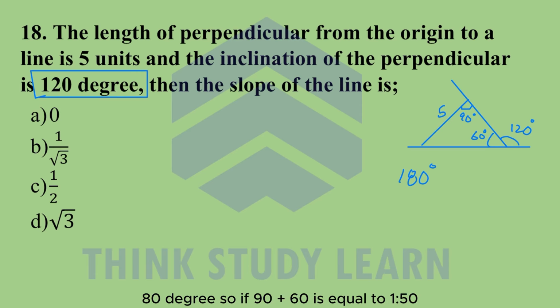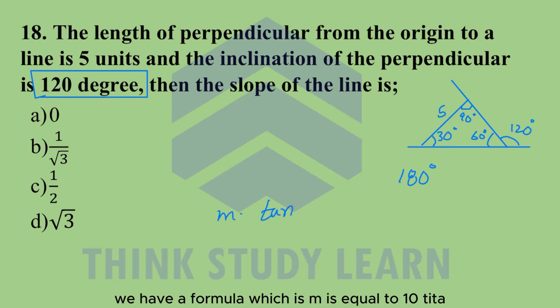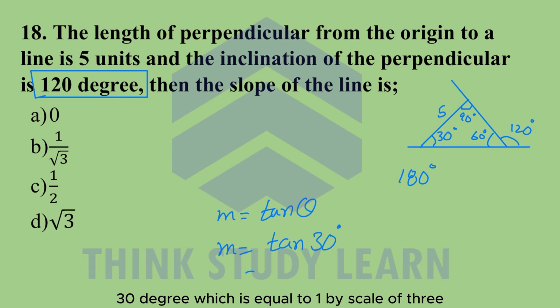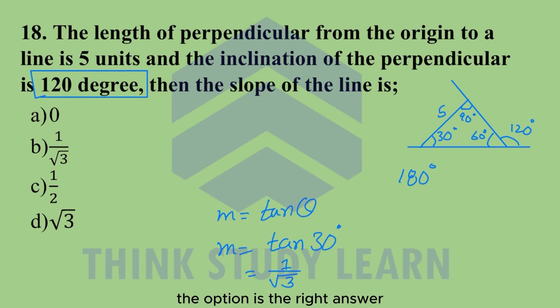So if 90 plus 60 is equal to 150, then this angle will be equal to 30 degree. So to find the slope of this line, we have a formula which is m is equal to tan theta. So here the angle which this line makes with the perpendicular line is 30 degree. So the slope will be tan 30 degree, which is equal to 1 by square root 3. B option is the right answer.